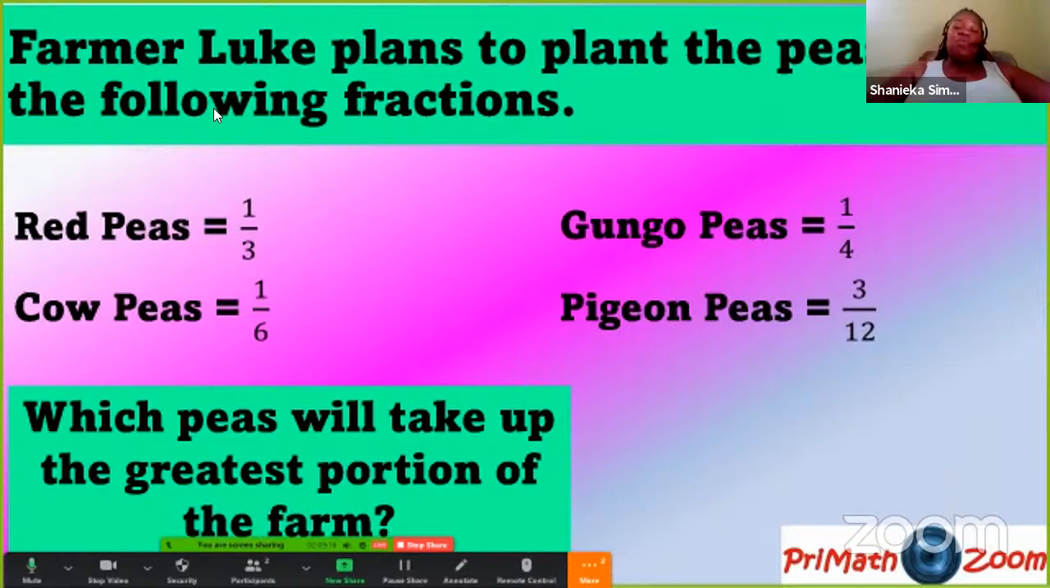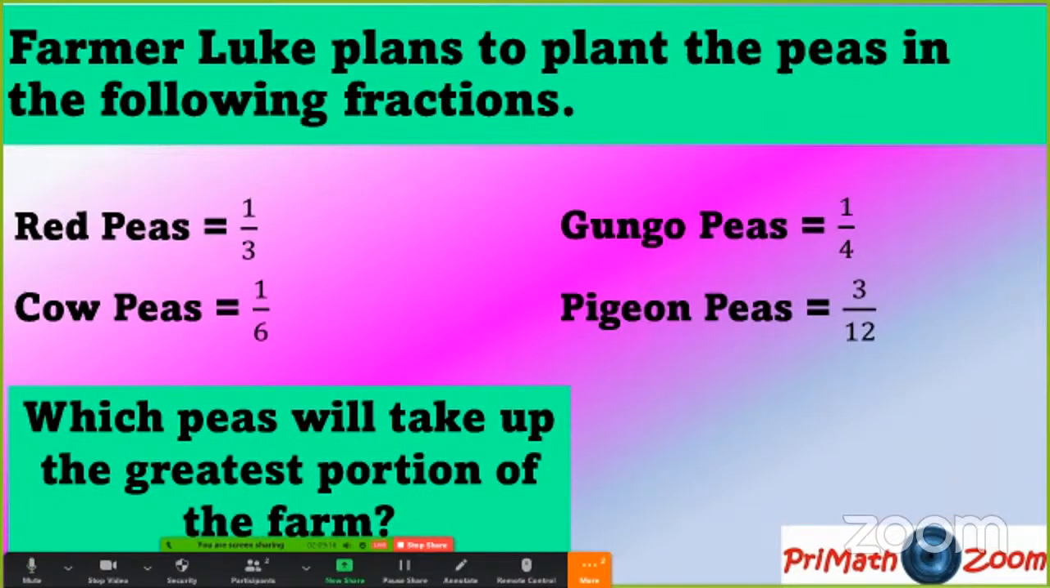So we need to rename 1/3. So the denominator is now 12. So we're going to create an equivalent fraction for 1/3 that would have a denominator of 12. Same for a quarter. And 3/12 already has a denominator of 12. So I think we can just leave that one as is, right?